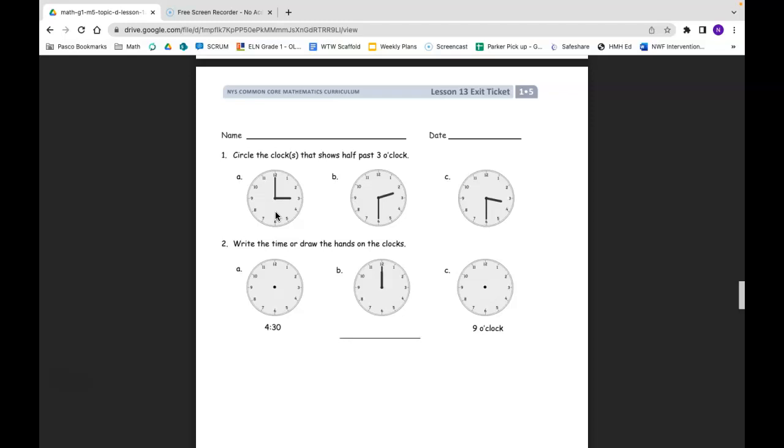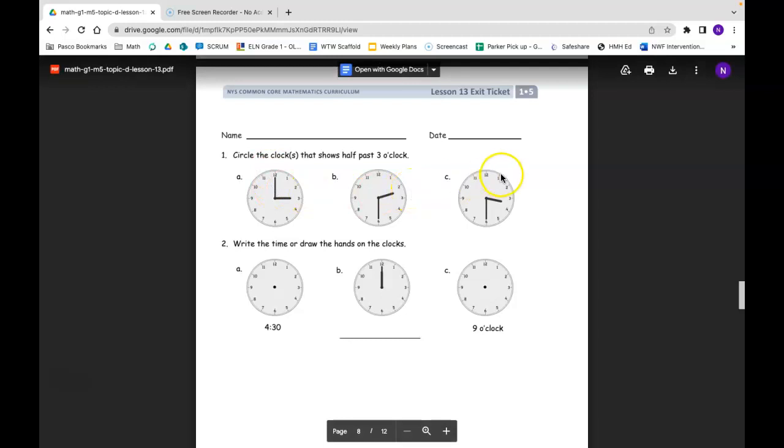Remember friends, pay attention to where that hour hand is. Okay, we've talked about that in showing 30 minutes or half past the hour. Which one of these clocks shows 3:30?